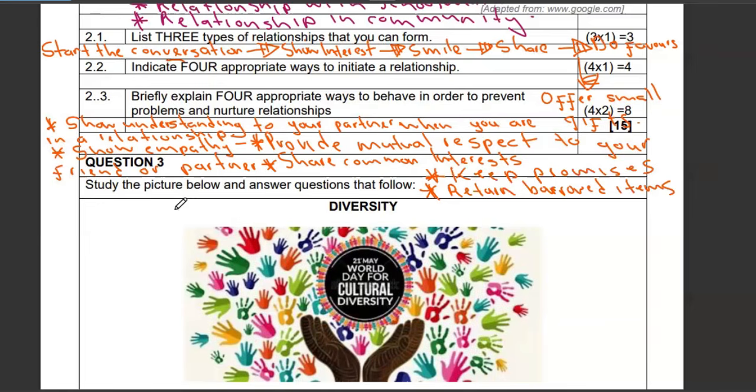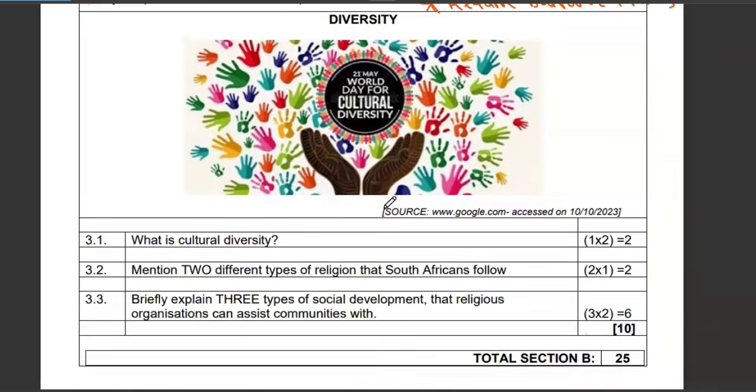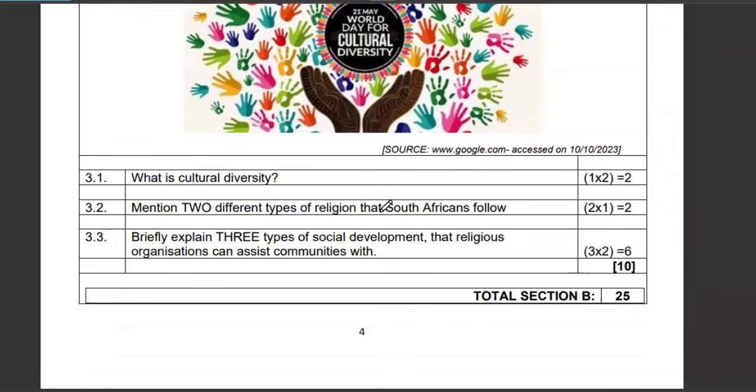Question 3, study the picture below and answer the questions that follow. Diversity, 21 May, World Day for Cultural Diversity. So the first thing which they need is the definition of diversity. So diversity can be defined in so many ways. It means we have different cultures. So cultural diversity means that we have differences in culture or in the way we conduct our beliefs. It is therefore important to respect each other.